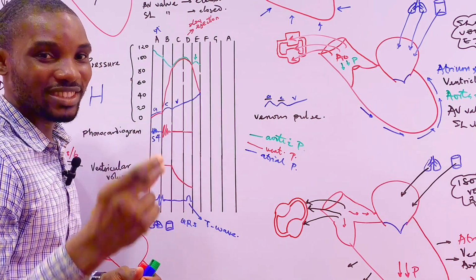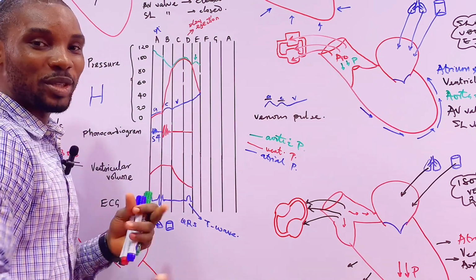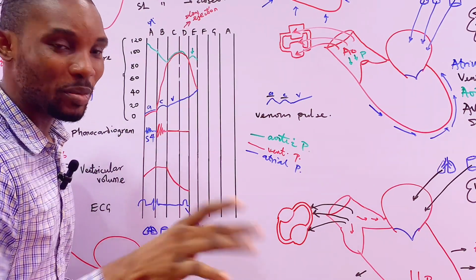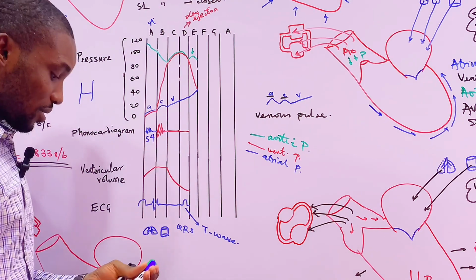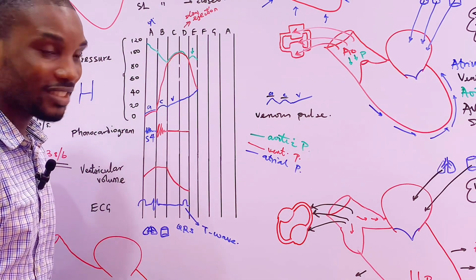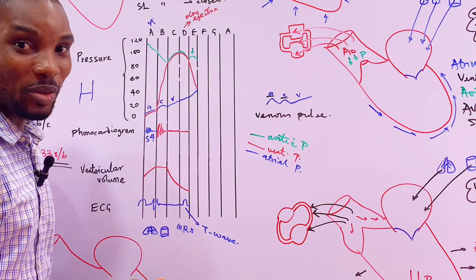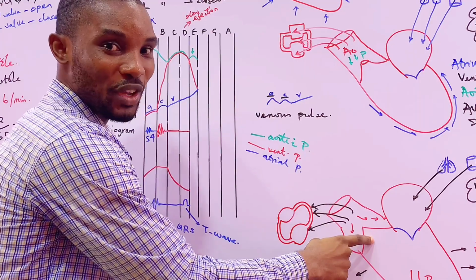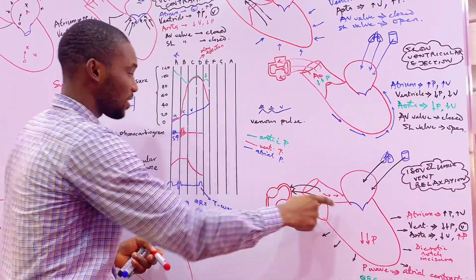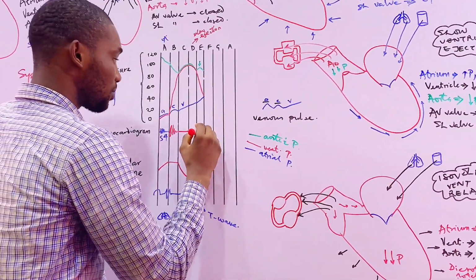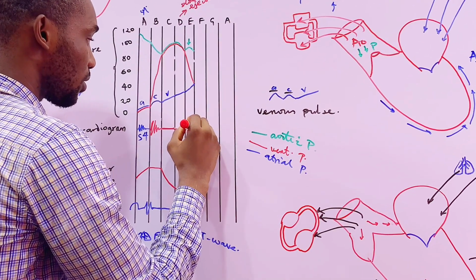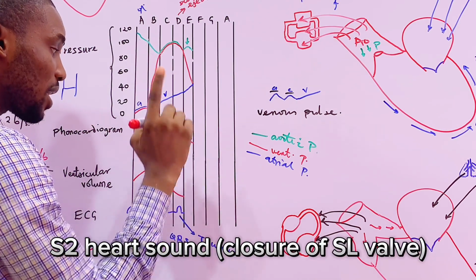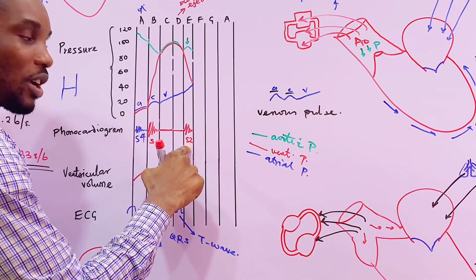So what do you expect? In the next phase, you know what will happen. The pressure will now cause the AV valve to open. But leave that for now, we'll come to that. How about the heart sounds? Do you expect any heart sound? I'm sure you will expect a heart sound. Why? Because the semilunar valve closed. Since the semilunar valve closed in this phase, we would have another sound here. So what would this sound be called? S2. Remember we had our S1 earlier, but in this one we have our S2.